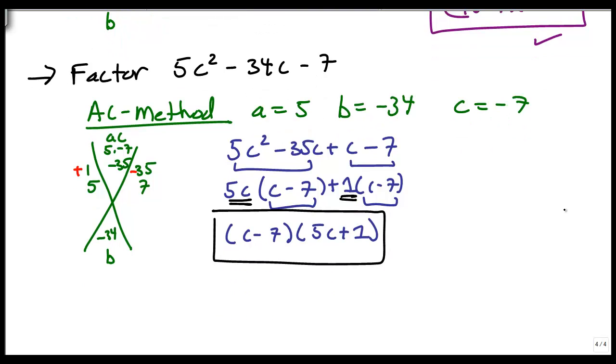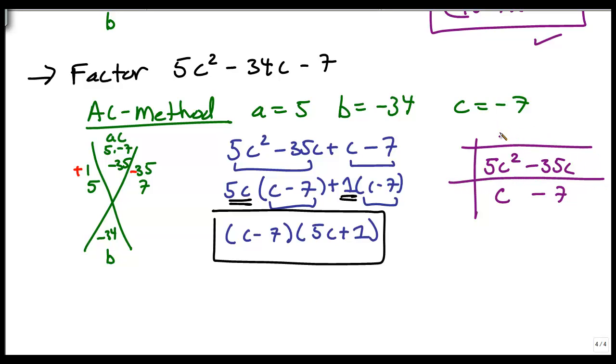Now one way to work around that 1 being an issue is to use the box method. 5c squared minus 35c, c minus 7. So here, first column, c. Second column is a negative 7. First row is 5c. Second row is just a 1. And see, there's where that 1 pops in over here. So I'm left with c minus 7 and this 5c plus 1.